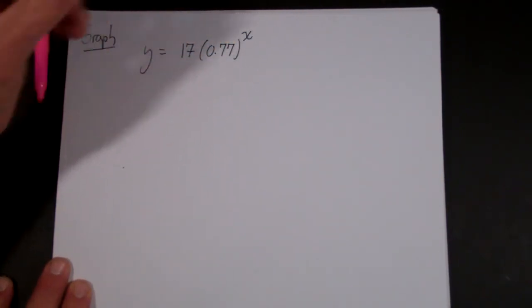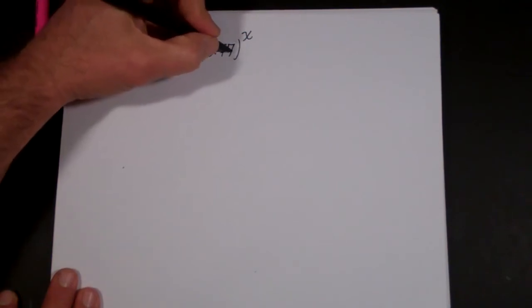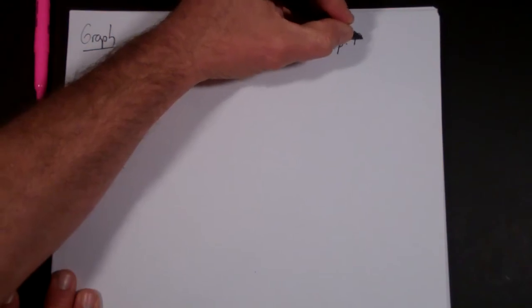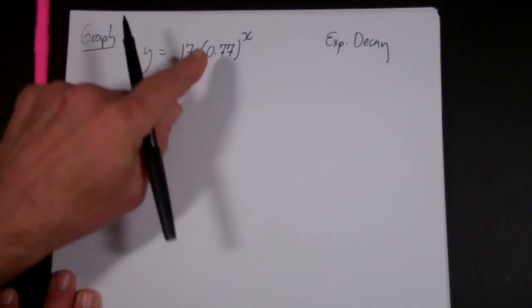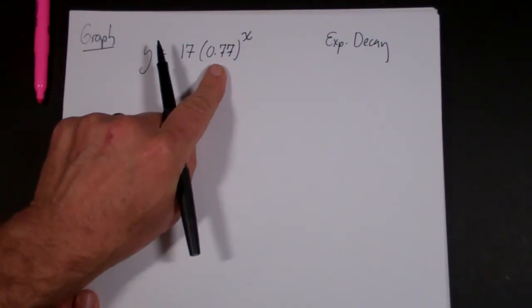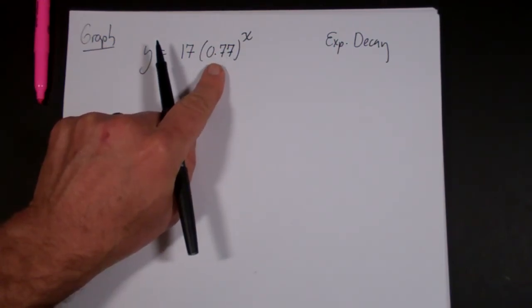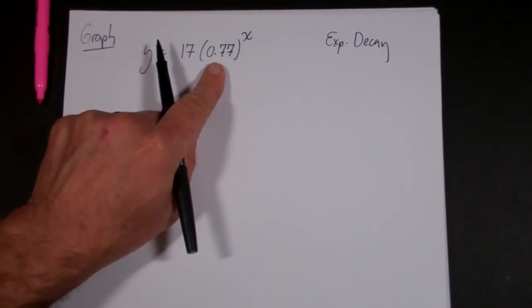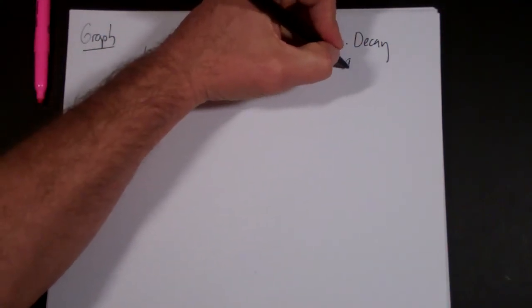Let's do one more example. Let's graph y is equal to 0.17 times 0.77 to the x. A lot of 7s there. First of all, is this growth or decay? This is exponential decay. The way that you know is that b is less than 1. Second, does it flip? a is positive, so it doesn't flip.